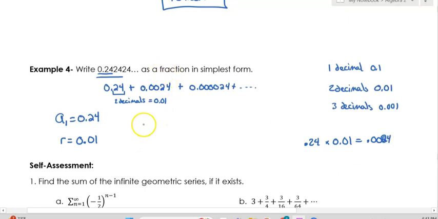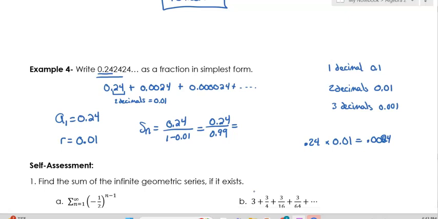Okay, so how we can write this is we write the first term over 1 minus the common ratio. So I get 0.24 over 0.99, which I can just put in my calculator. And then I can hit the math fraction button, and I get 8 over 33. And that's because this makes 24 over 99, which both are divisible by 3, which gives you 8 over 33. So if you put 8 divided by 33 in your calculator, it should be 0.24 repeating.